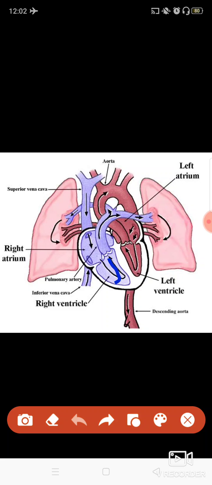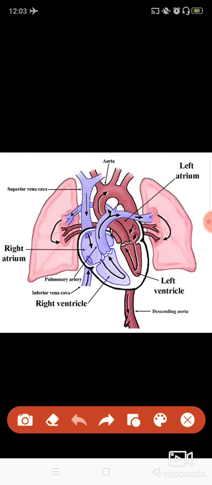Then from the right ventricle, the blood will go to the pulmonary artery, and from the pulmonary artery it will go into the lungs. From the lungs, when it is purified, it will again be brought into the pulmonary veins. Then the pulmonary veins will carry the blood to the left atrium. From the left atrium it will go to the left ventricle, and from the left ventricle it will go to the aorta.